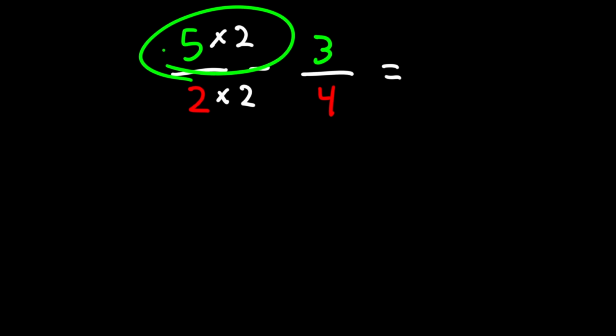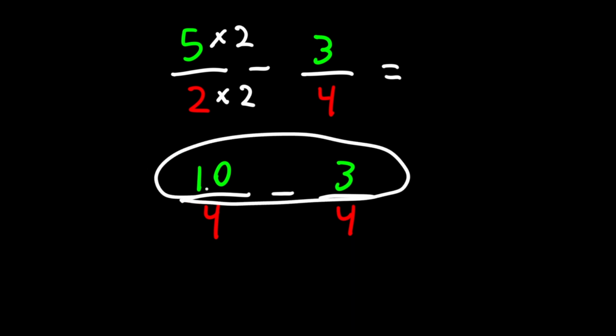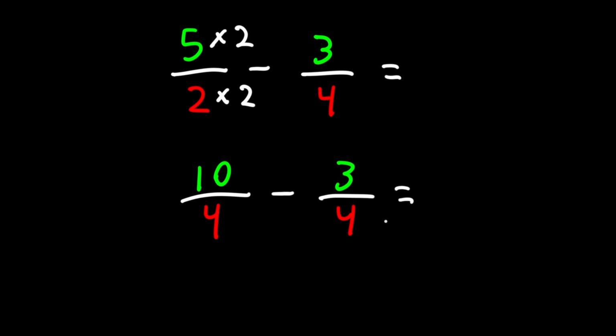Five times 2 is 10. 2 times 2 is 4. And then minus the other fraction, which is 3 over 4. Notice how the denominators are the same now? So that means we're allowed to subtract the numerators. 10 minus 3 is 7. So the numerator is going to be 7. The denominator is going to stay the same. So our final answer is 7 over 4.